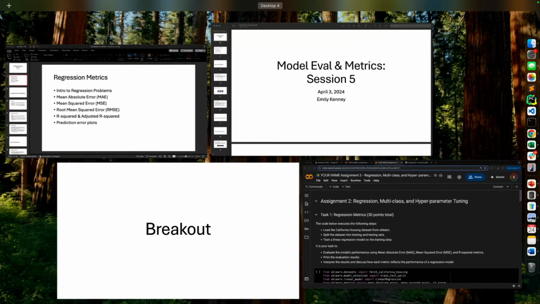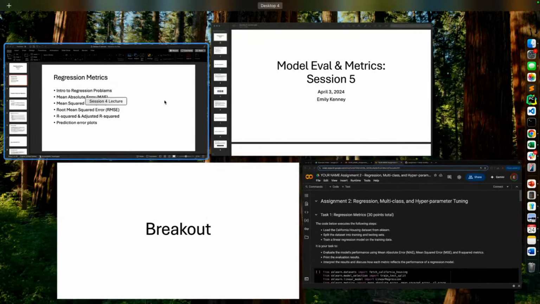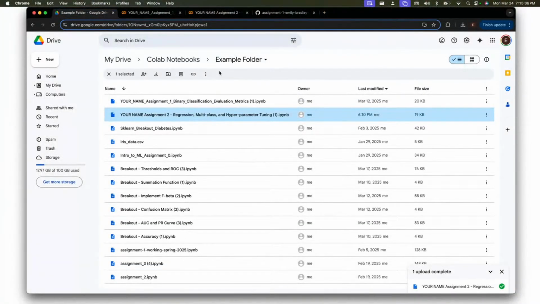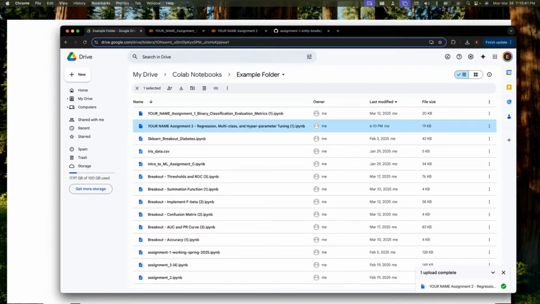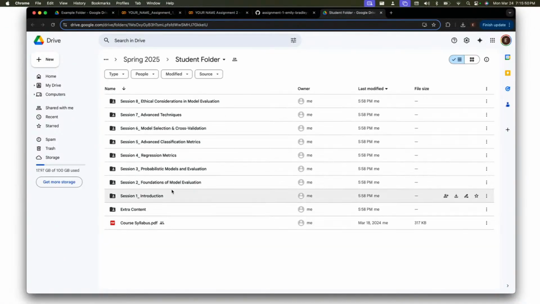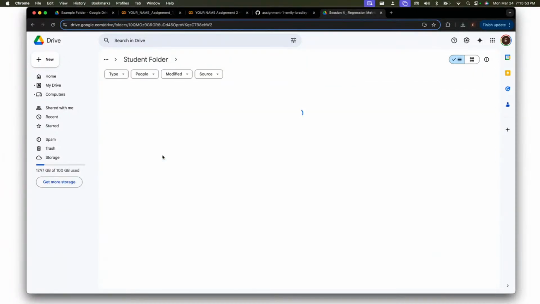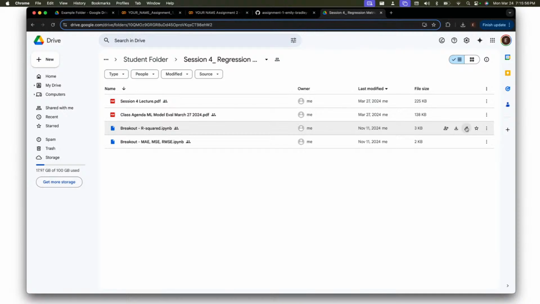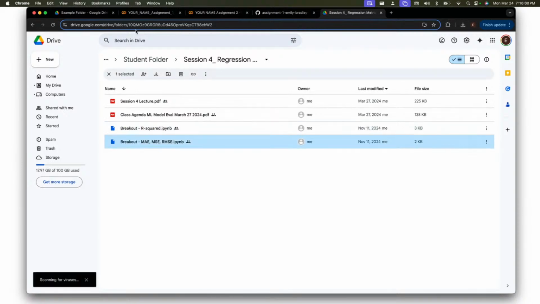All right. We also have a breakout here. That is, we go to regression metrics, and I'm going to download these so we're not editing those.